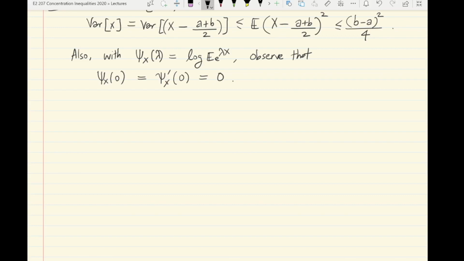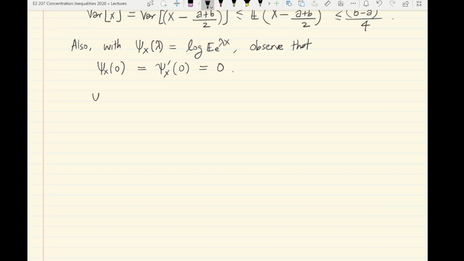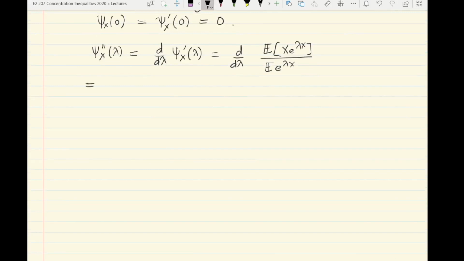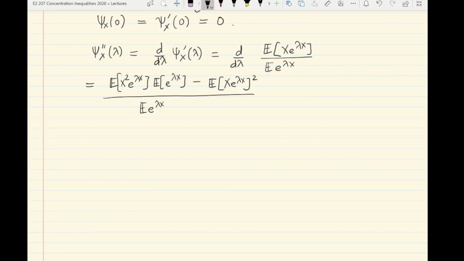Now let's move on to the second derivative of psi_x. Let's compute it. psi_x double prime of lambda at any lambda is by definition d by d lambda of psi_x prime at lambda. If you differentiate psi_x once, you will get the expected value of x e to the lambda x divided by the expected value of e to the lambda x. We just differentiate this using basic rules of calculus. In the numerator you will have the expected value of x square e to the lambda x into the expected value of e to the lambda x, minus the expected value of x e raised to lambda x the whole square, and in the denominator you will just have the original denominator the whole square, that is, the expected value of e to the lambda x the whole square.